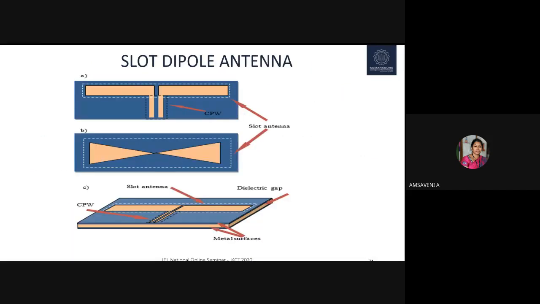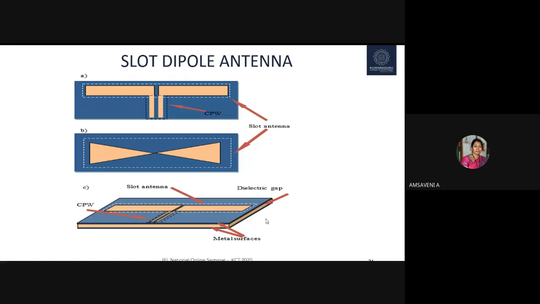For a slot antenna, you have a conducting sheet, and then a rectangular slot is there. Then we have a biconical slot, and here the slot is made in a microstrip patch. We have coaxial feed, CPW feed, and the orange shaded one is nothing but your dielectric substrate.